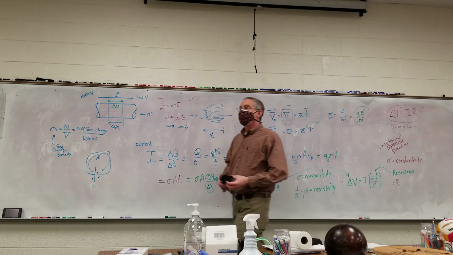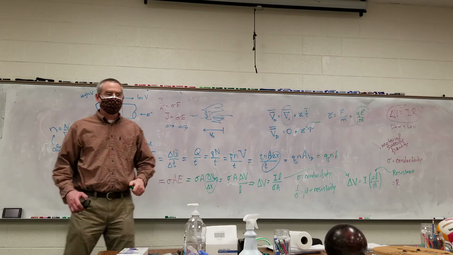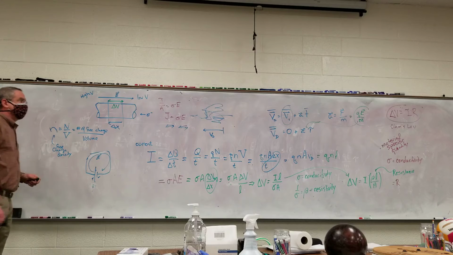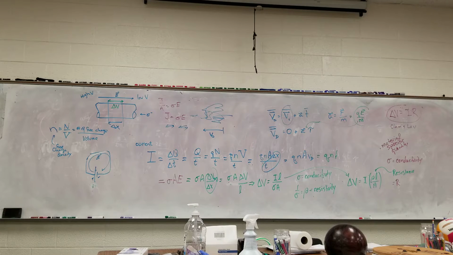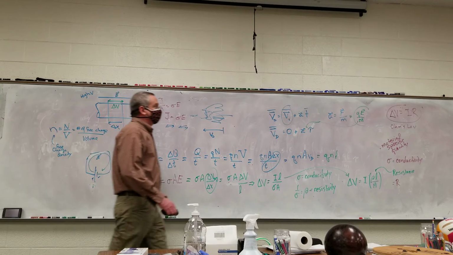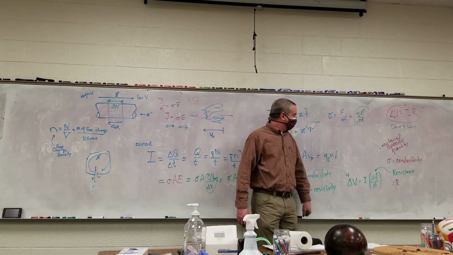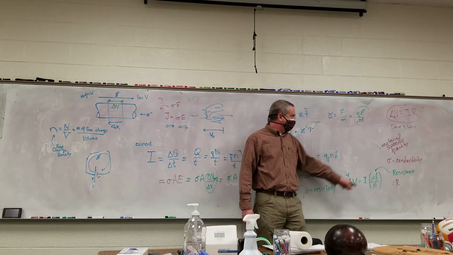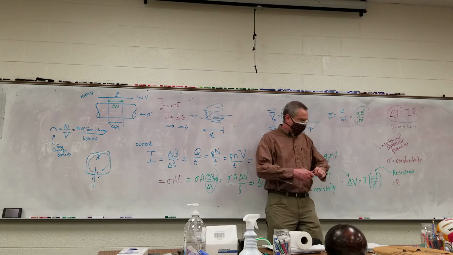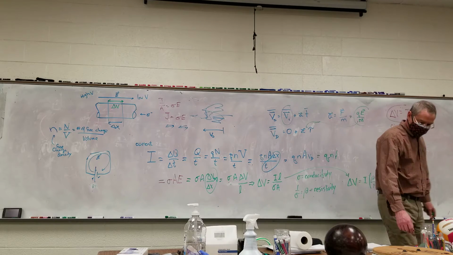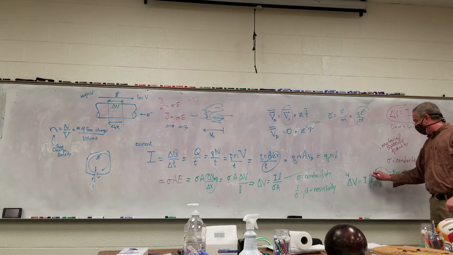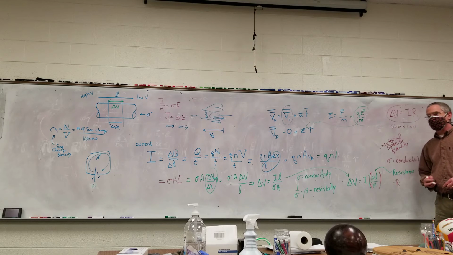Questions here? Question. So that R is just equal to what's inside the parentheses, the rho L over A, or to the whole equation? Rho L over A. Okay. Yeah, somewhere I can distinguish that. Resistance is that part right there.